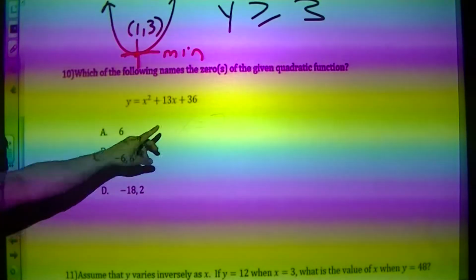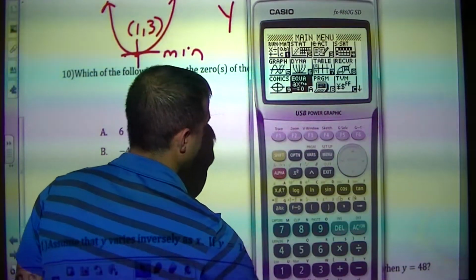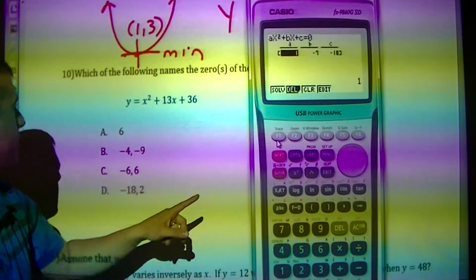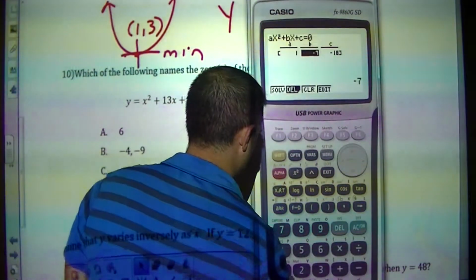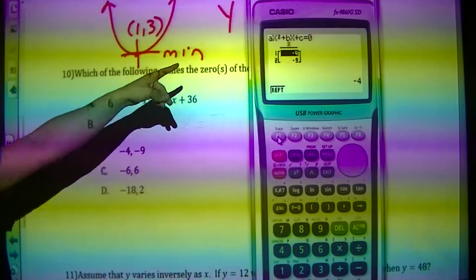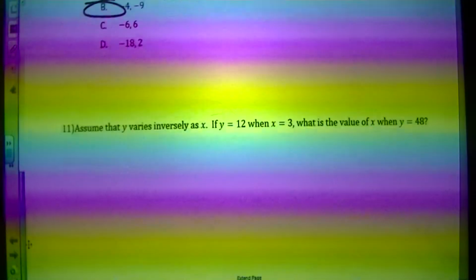Which are the zeros? If I want to get zeros, I'm going to go to menu, then equa. I'm going to go to polynomial, degree 2. I'm typing in 1, I'm typing in 13, and I'm typing in 36. And I solve, I get an answer of x equals -4 and x equals -9, which is that answer.